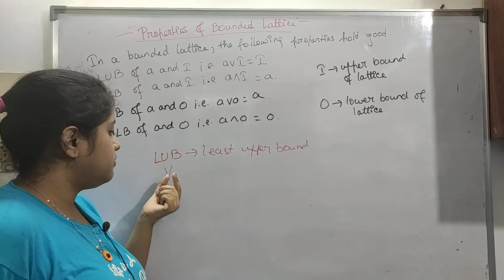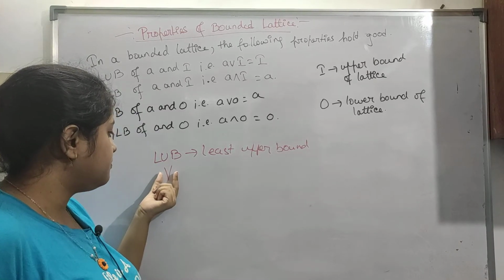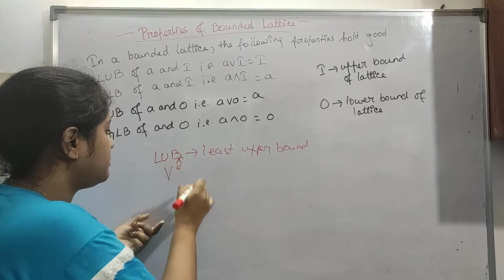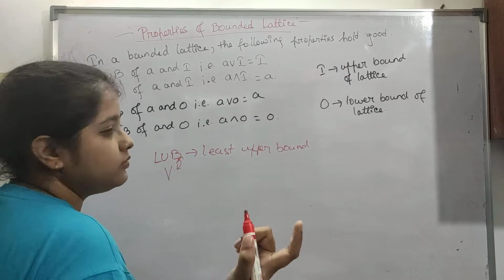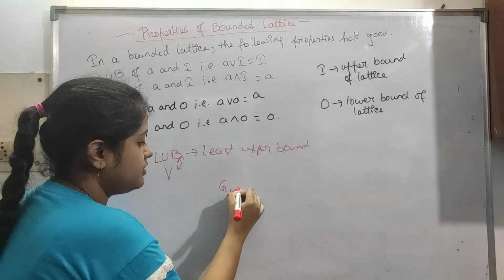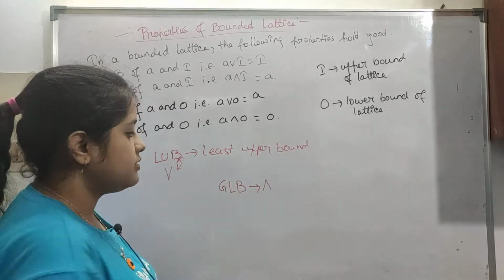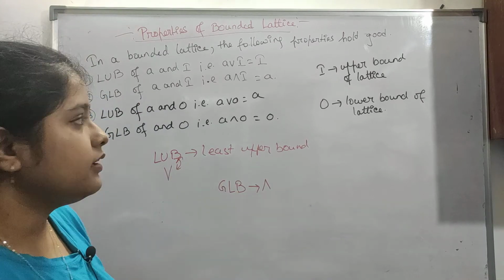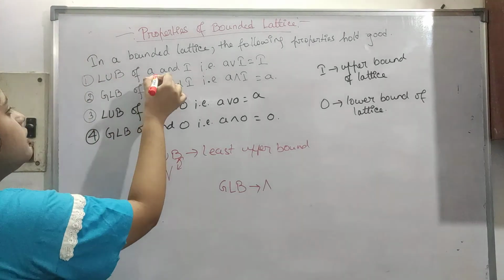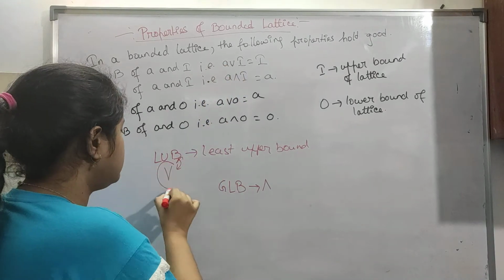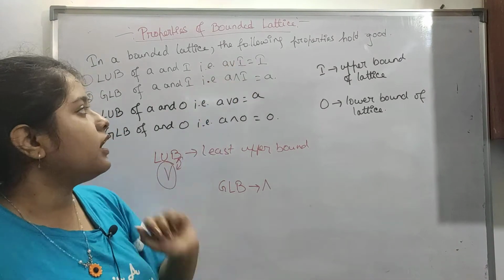So the symbol ∪ looks like V, okay, and you can remember it like this. And GLB, greatest lower bound, is the opposite of V, which is AND. So now LUB of A and I. This can be written as A ∨ I.